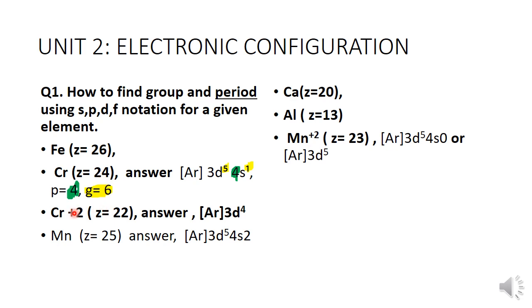Yes, these are examples. Try to do them in your exercise book. This is manganese 25. Try to do the electronic configuration and find the group and period. Also do aluminium, calcium, and manganese 2 plus.